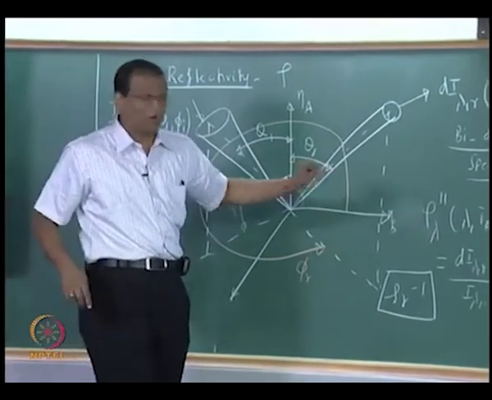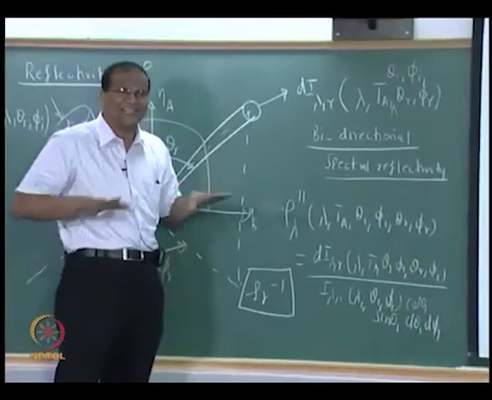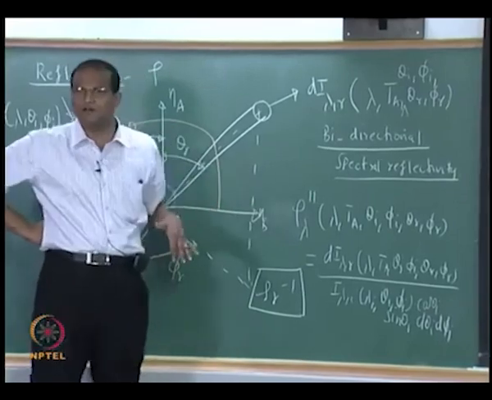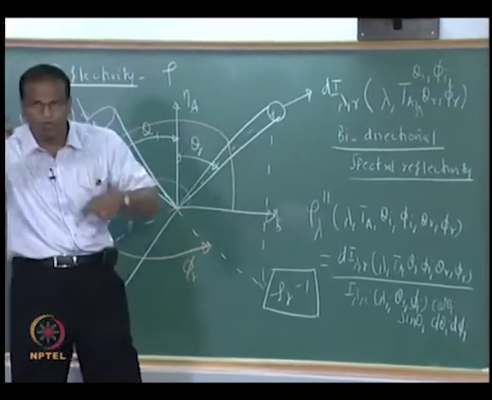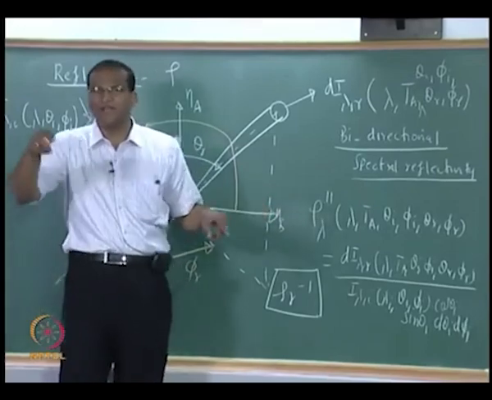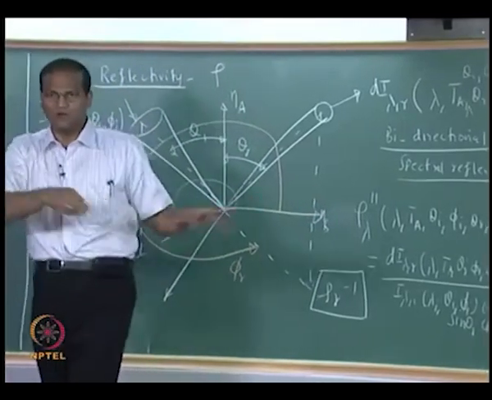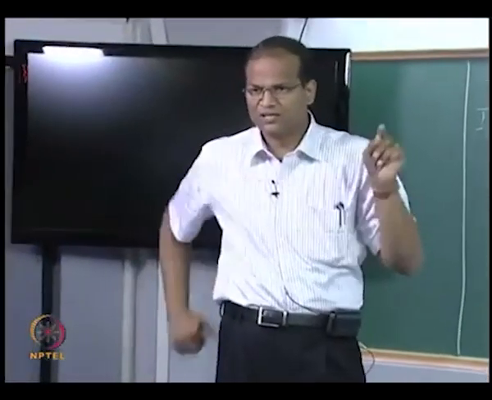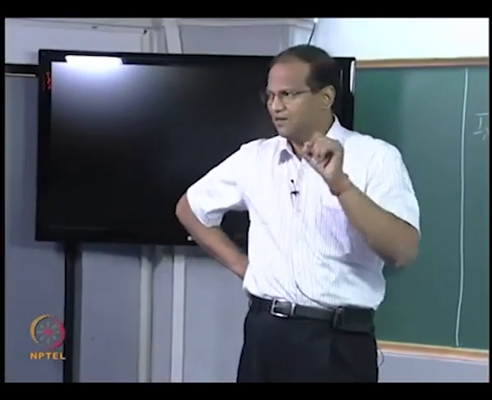In this course we will not work with rho lambda double dash hereafter, but this is a graduate level course, and I do not want you to go out of this course without knowing that there is something called rho lambda double dash. I could have just started with rho lambda and then how to convert rho lambda to rho, and finished the whole thing in 5 minutes, but you should know that there is something called the bidirectional spectral reflectivity.